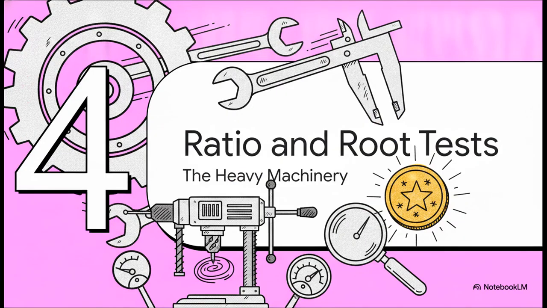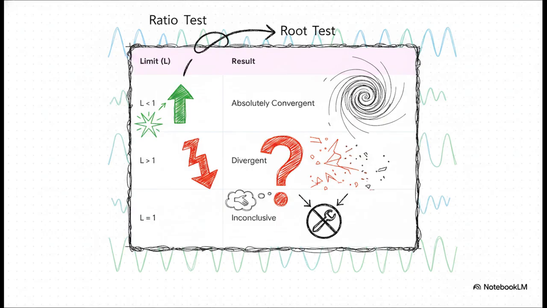Now for section 4, ratio and root tests. Oh yeah, now it's time to bring out the heavy machinery. We're cracking open the power tools used specifically to check for that gold standard of absolute convergence. You can basically treat this scoring system as your ultimate cheat sheet. Both the ratio test and the root test share the exact same really simple scoring system. It's all based on finding a limit, which we're going to call L.